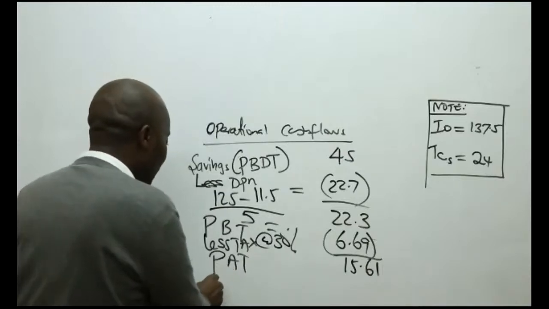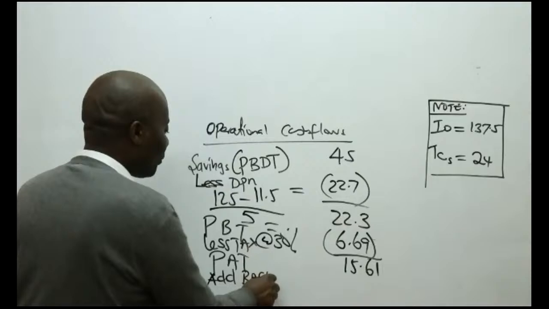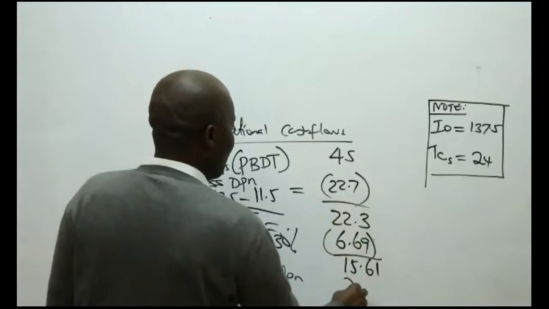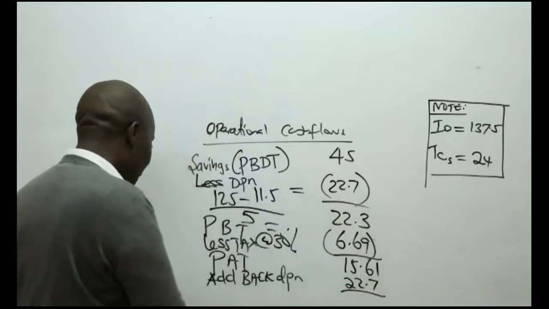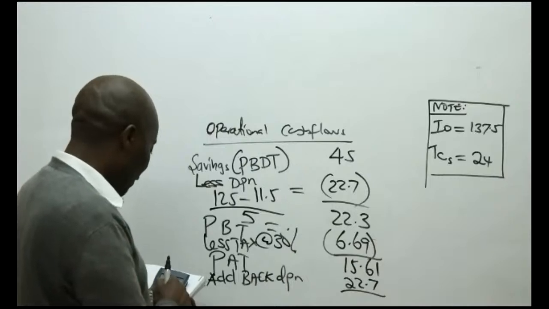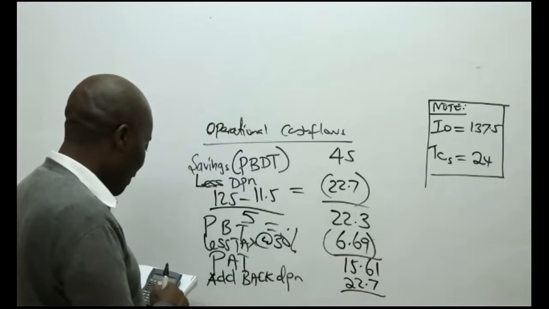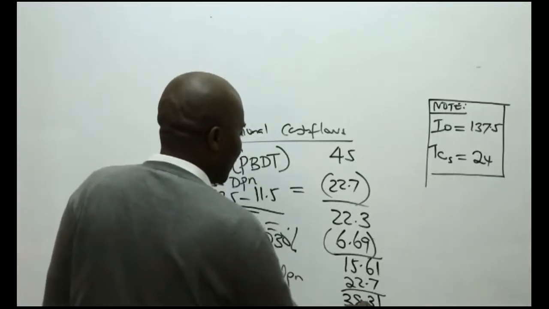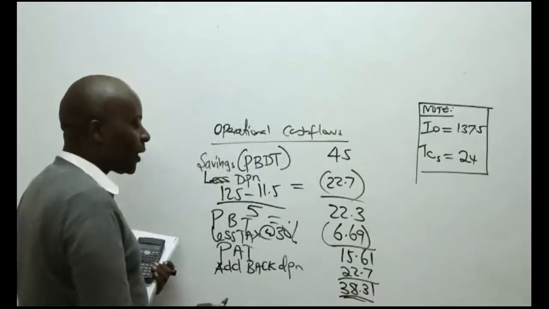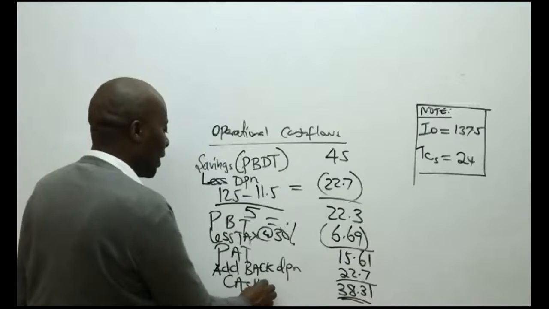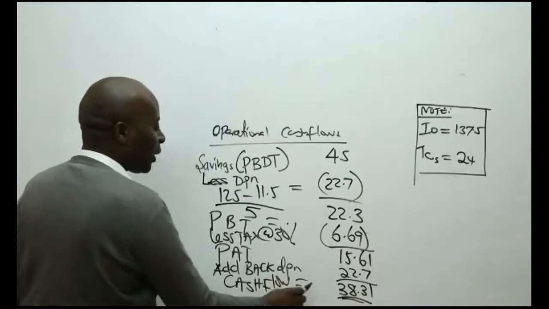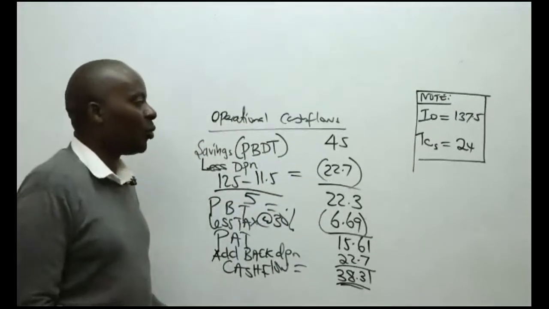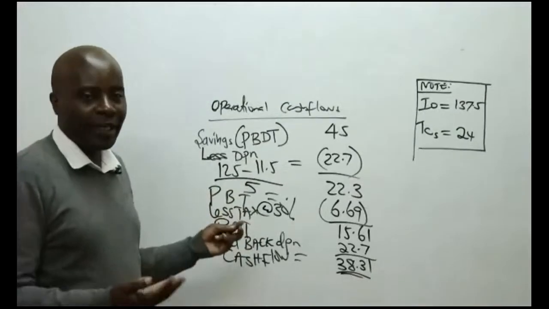So let's do the last thing here, which will be to add back depreciation. Add back depreciation of how much here? Depreciation of 22.7. So 22.7 plus this 15.61 gives me 38.31. Once I have this 38.31, I have my operational cash flow. My operational cash flow is 38.31. Now the next thing will be for me to discount.